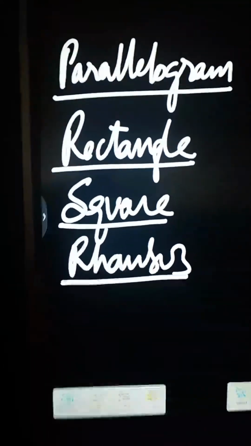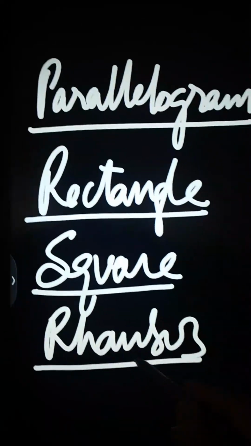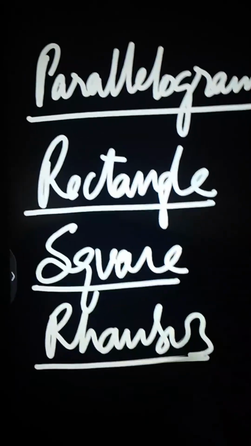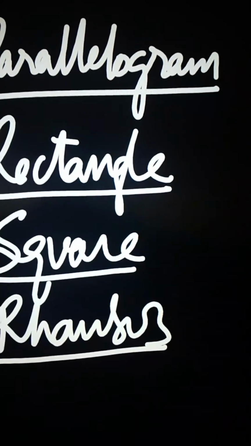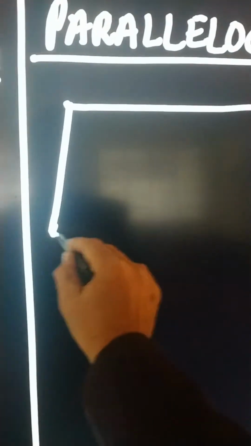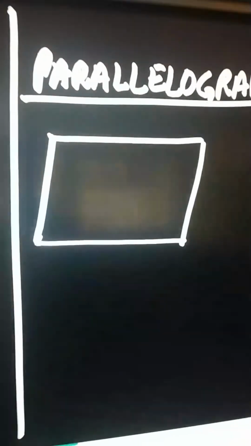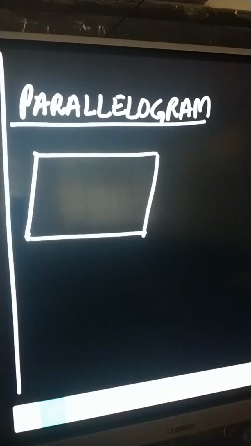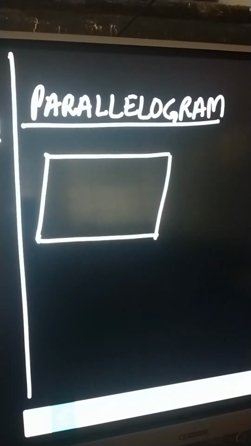Okay, after that, the rhombus. So these are some of the main ones. After that, we have to understand what their properties are and what the use of each property is. So first is the parallelogram. Now all of you know the parallelogram. So what are the properties of a parallelogram which you know? Those properties are in detail.